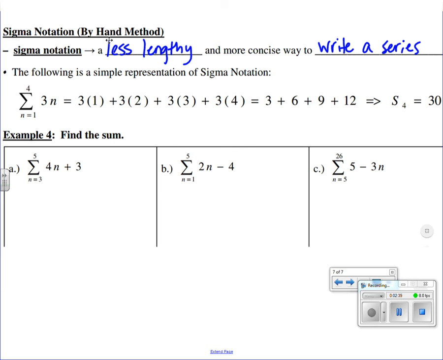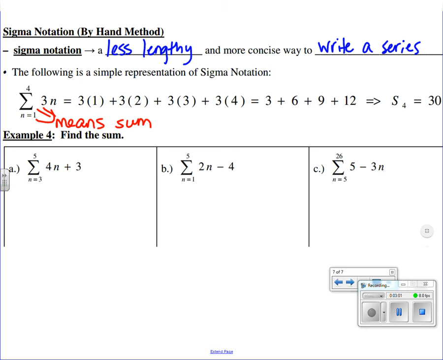Okay, here's what you need to know. This symbol is called sigma in Greek, okay? So that's where this word sigma is coming from. That's the Greek letter sigma. What you need to know is that it means sum. It kind of looks like an S, so it means sum.